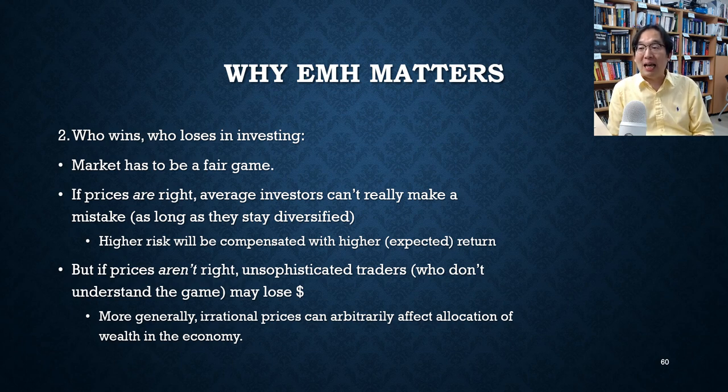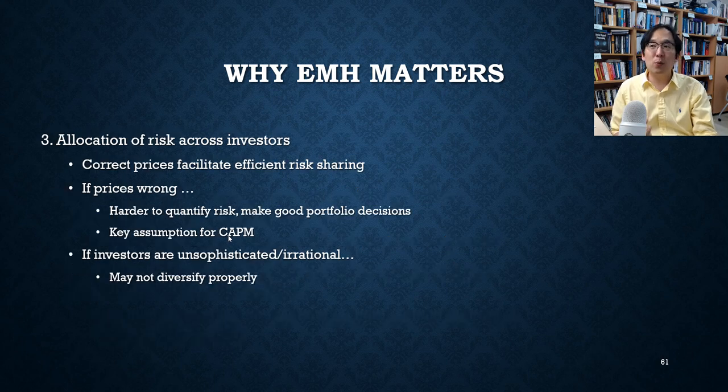If prices are right, average investors can't really make a mistake as long as they stay diversified. Rule number one in your investment as a rational person: diversification. Don't put all your eggs in one basket. Higher risk will be compensated with higher returns, and the risk-return trade-off should be there. You remember portfolio theory. But if prices are not right, unsophisticated traders who don't understand the game may lose money. More generally, irrational prices can arbitrarily affect the allocation of wealth in the economy. So that's why EMH is so important to keep this market going.